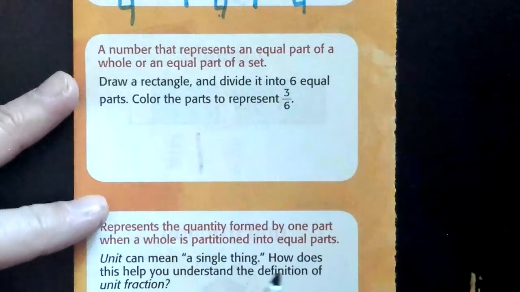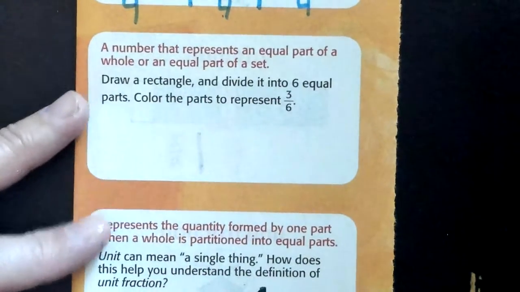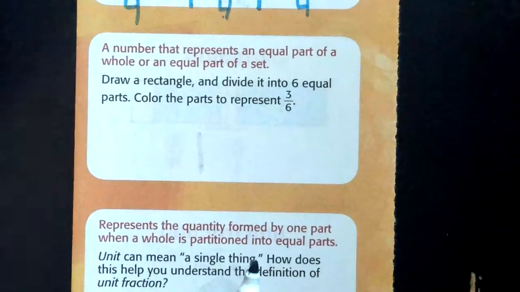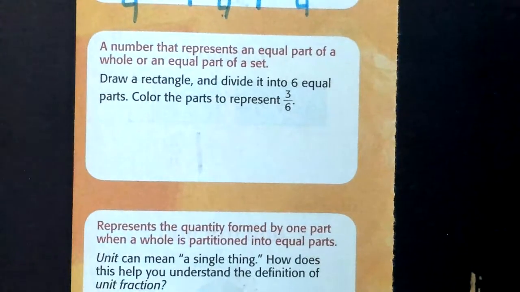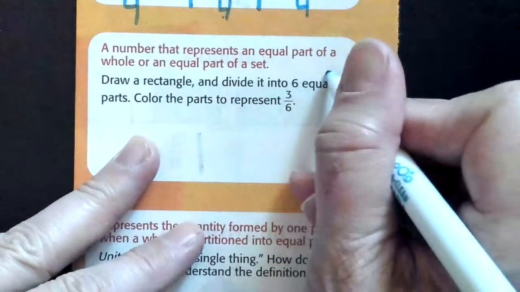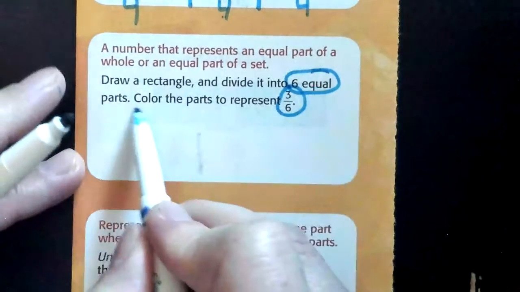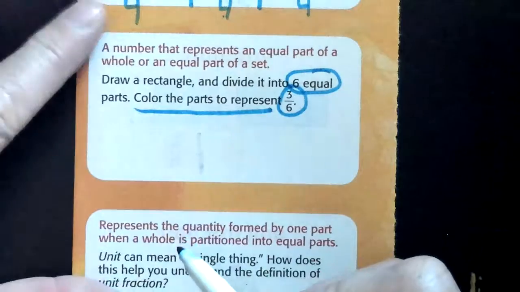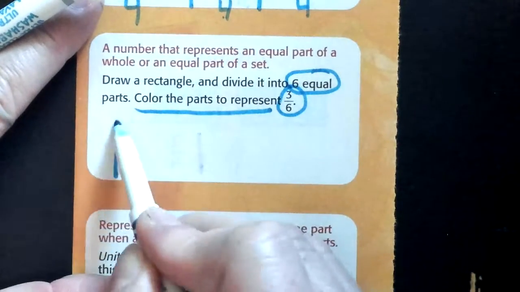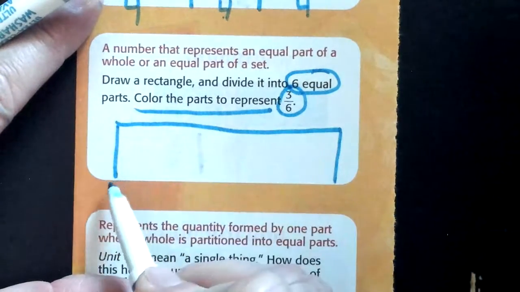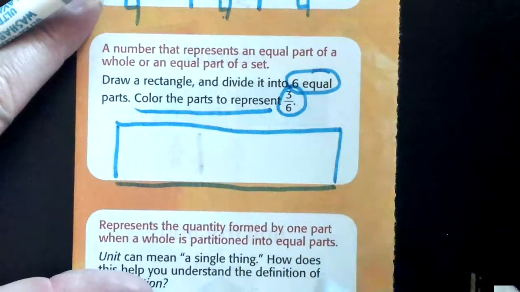So we're going to draw a rectangle and divide it into 6 equal parts and color the parts to represent 3/6. So I know I need to have 6 equal parts, 3/6, and then we're going to color the parts. So that's my important information. So I need a rectangle. I like to make it kind of big. Give me a little bit more space here.